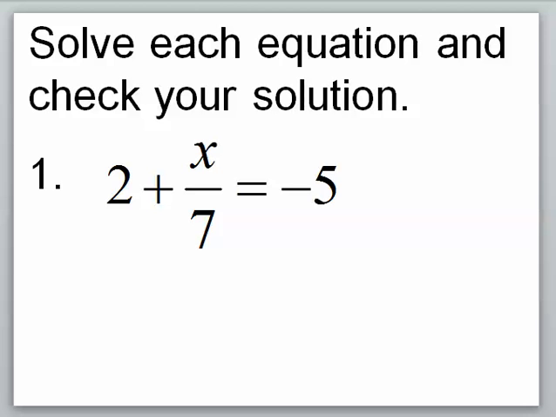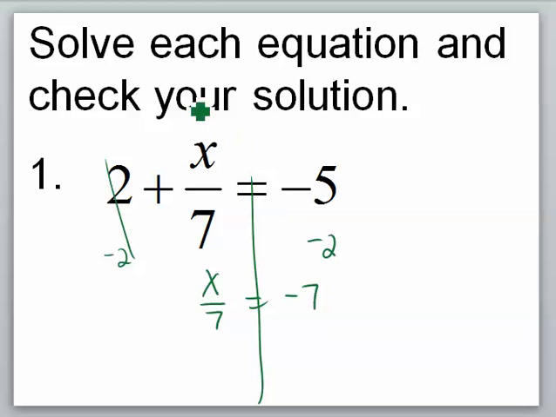Let's do some problems. We'll start with an easy one, and work our way to some harder ones. I'm not going to worry about this fraction because it's got the x on top. It's not a big deal. So I'm going to get rid of the 2 by putting a negative 2 on both sides. That creates 0. So I've got x over 7 equals negative 5 and negative 2, which is negative 7. I can create that proportion to just do that cross multiplication.